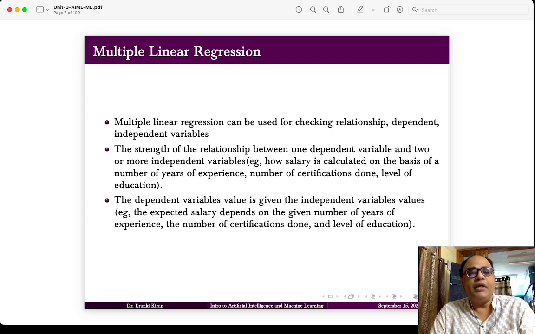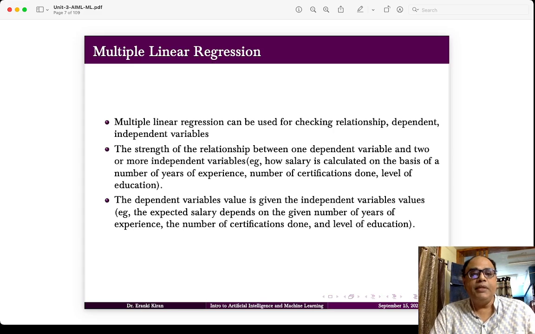So for example, if you take how salary is calculated on the basis of the number of years of experience, number of certifications, or the educational qualifications of the employee. Okay, so all these also have to be taken into account when considering the salary of an employee, not just the experience of the employee and his age. So it is a multi-factor dependent problem, where you cannot confine the problem to just one single independent variable. Right?